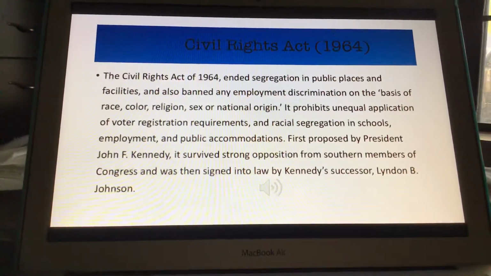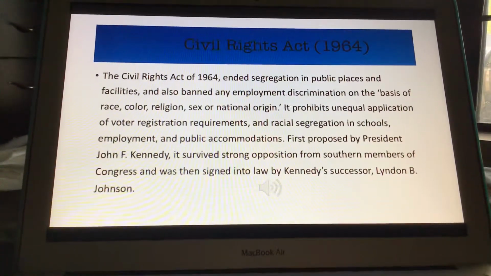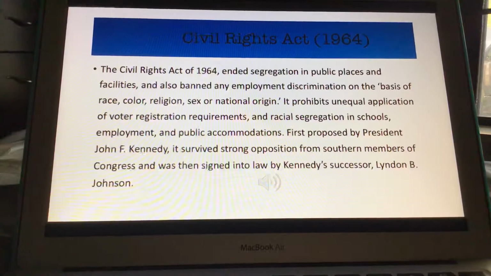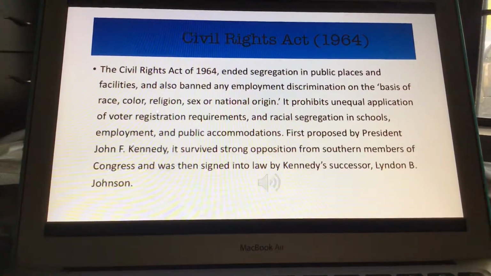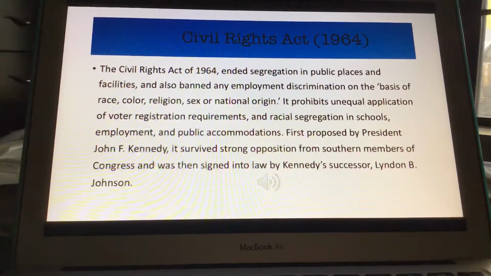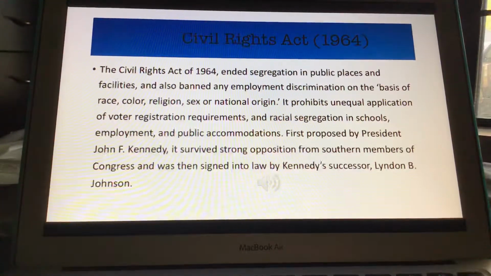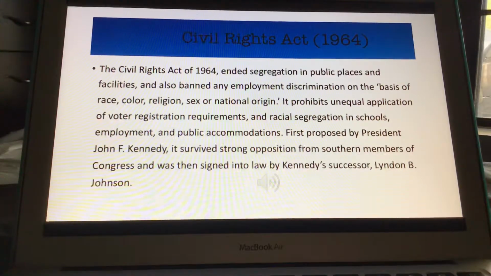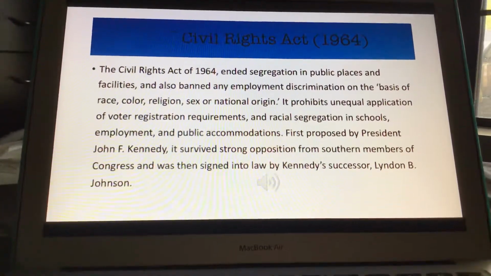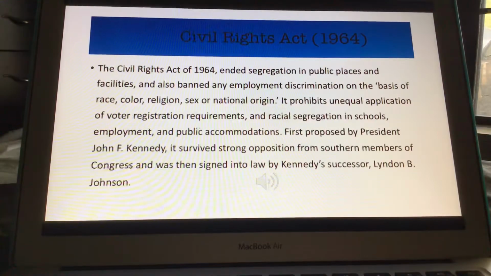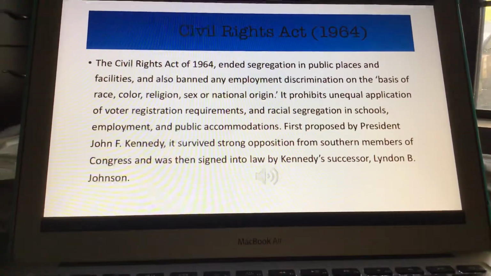The Civil Rights Act of 1964 ended segregation in public places and facilities and also banned any employment discrimination on the basis of race, color, religion, sex, or national origin. It prohibits unequal application of voter registration requirements and racial segregation in schools, employment, and public accommodations. First proposed by President John F. Kennedy, it survived strong opposition from Southern members of Congress and was then signed into law by Kennedy's successor, Lyndon B. Johnson.